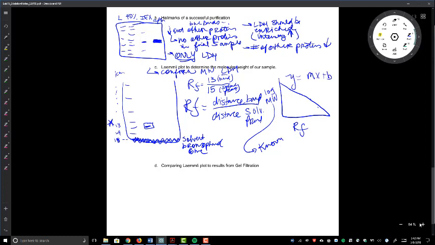Then you'll go back and you'll measure and calculate the RF for LDH. And again, the RF for LDH is our x here. So you can plug in the RF for LDH for x, and then solve for y to approximate the molecular weight of LDH.